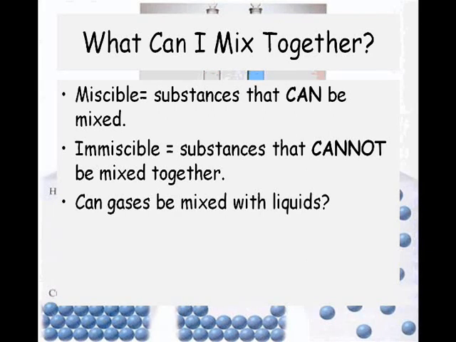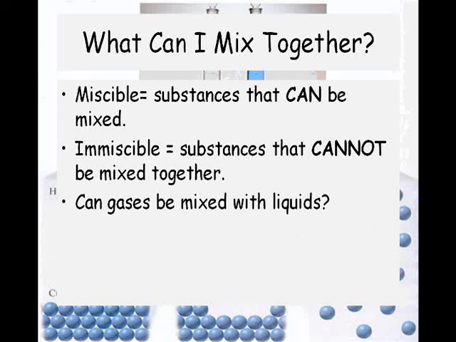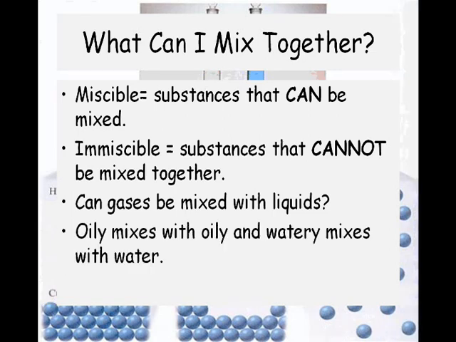Now, can gases be mixed with liquids? And the answer to that is yes. Think about when you open up a soda can and you pop the top and you hear the fizz, the sound. That's the gas being released, and they've actually pressurized gas to be down in the can to help keep it carbonated. And so that's an example of gases being mixed with liquids.